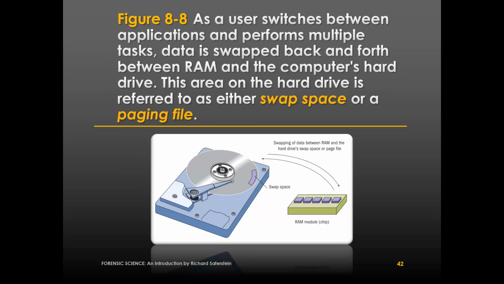In this figure, you can see a user switches between applications and performs multiple tasks, and data is swapped back and forth between the RAM and the computer's hard disk drive. This area of the hard disk drive is referred to either as swap space or a paging file. So you can see that it's just a small part on the hard disk drive.